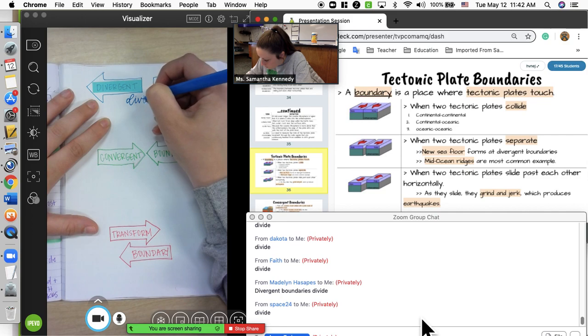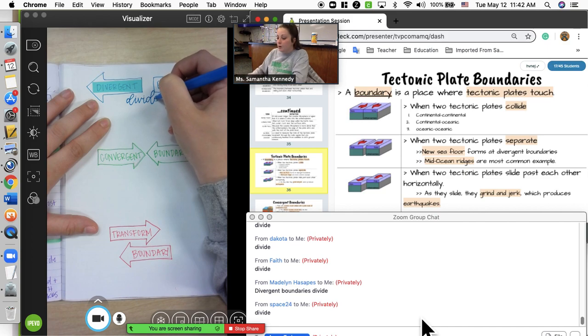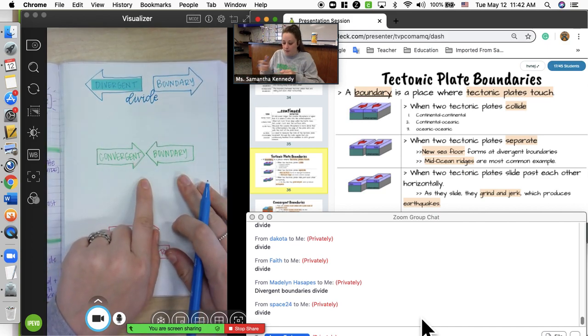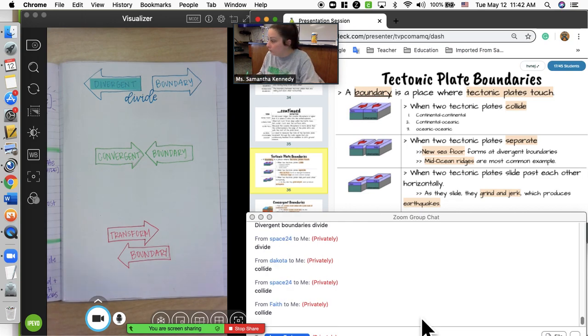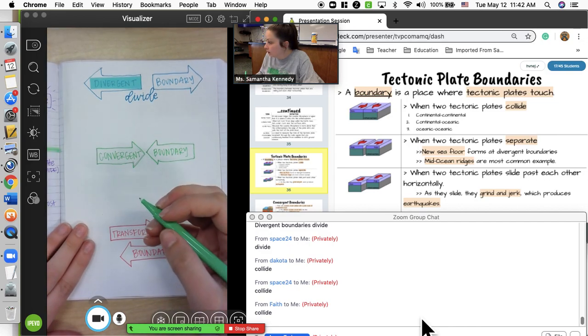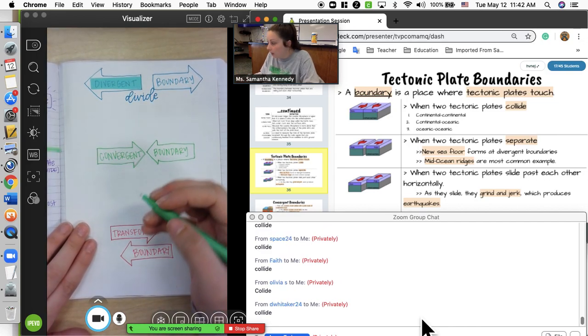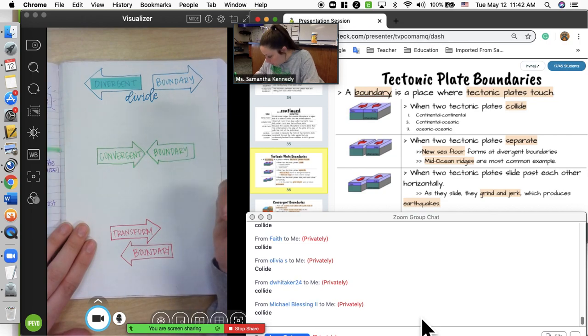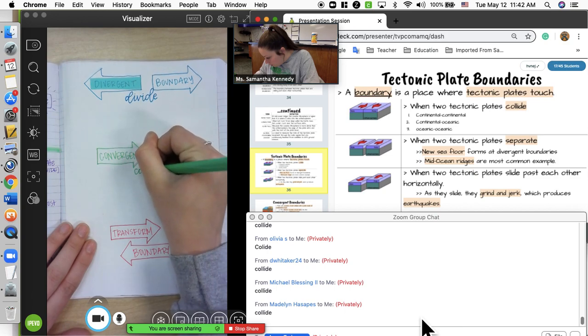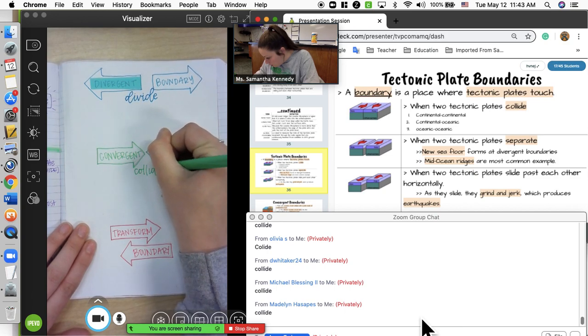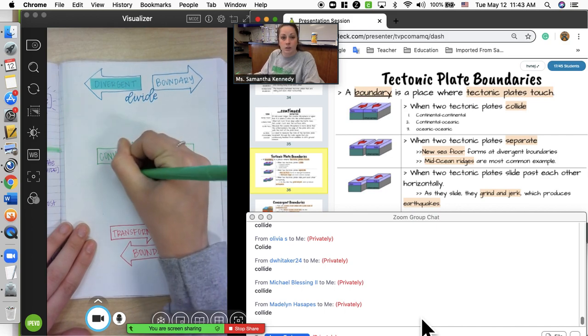You can just write it super normal if you want, but you know me. Okay? What word would go with convergent boundary? Convergent blank. Nice. Very good. Collide.